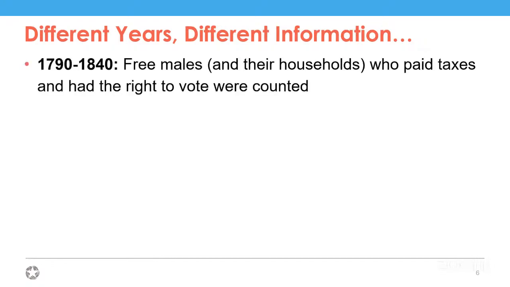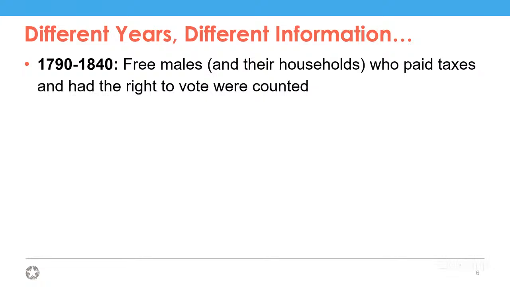So as I said, different years had different information. So I have a little breakdown of all of that. From 1790 to 1840, census was strictly limited to free males and their households who paid taxes and had the right to vote. These were the only people that were counted. Typically, it was the name of the head of the household and then just a tallying of the number of people in that household.